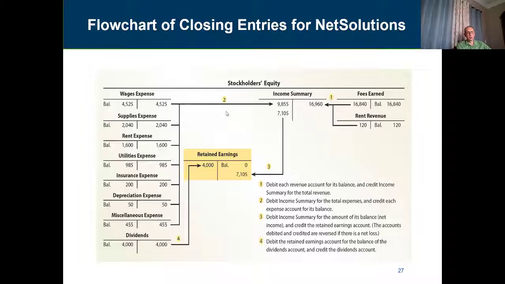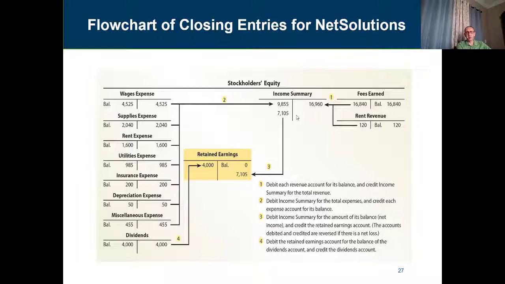In step number 2, we do the same thing for the expenses. All expenses have debit balances, so we want to close them. So we credit their accounts with the exact same value for their balances. So we credit the wage expense, supplies expense, rent expense, utilities expense, all the way to miscellaneous expense. And then we add their total, and the total is 9,855. And that would be debited to income summary. Now the income summary has a credit balance of 7,105.